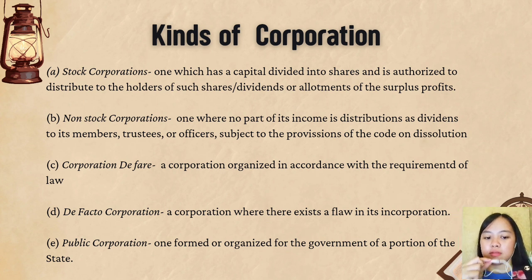Next is the public corporation, one formed or organized for the government of a portion of the state. A public corporation is an entity that is created by the government, performs public services or utilities, transportation, and banking, and can be fully government-owned or partially privatized. Examples for that are the Bangko Sentral ng Pilipinas or BSP, the Philippine National Railways or PNR, and the Social Security System or SSS.